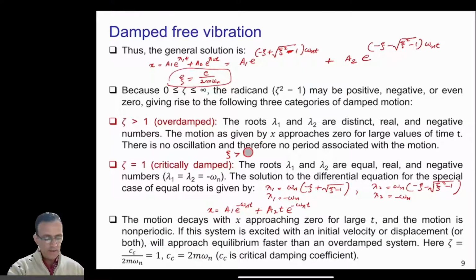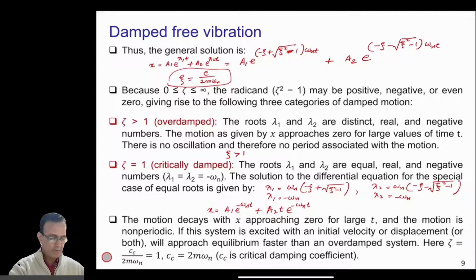And now the motion in this case also decays, with x approaching 0 for large t. And the motion is non-periodic. If the system is excited with an initial velocity or displacement or both, it will approach equilibrium faster than even the overdamped system. Here zeta is equal to 1.